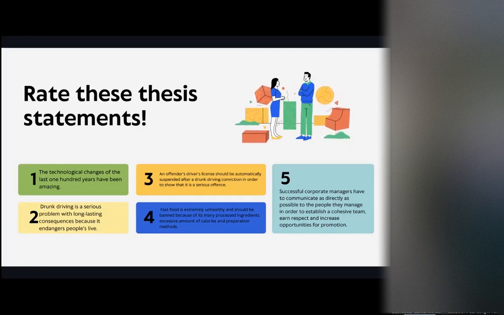So shall we try to do it one by one per number? Yeah, okay. So one more time, just to review: thumbs up for good, clapping for needs improvement, and shocked face for bad. So the first one, number one of the example thesis statements: the technological changes of the last 100 years have been amazing. Do you guys think this is a good, bad, or needs improvement example of a thesis statement? And if so, maybe you want to explain why?